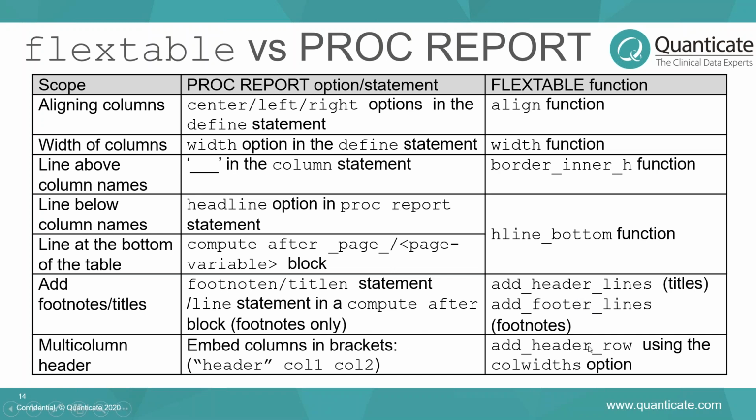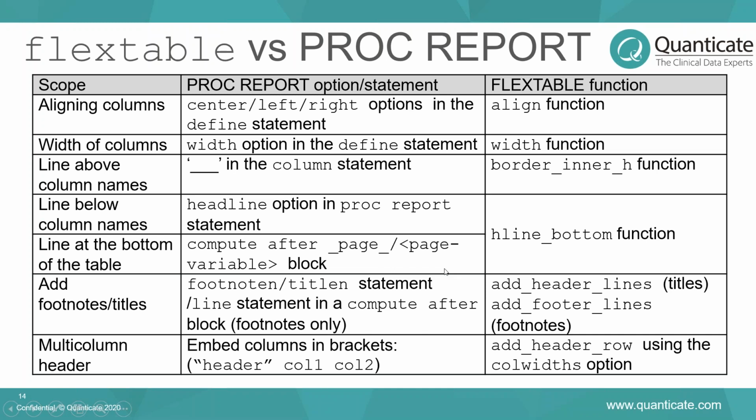And then there is the chance, with add_header_row and the colwidths option, to have headers which span across multiple columns. So if you want to report results from a model, you have an estimate and confidence intervals, then you can add the overarching header, which can be model results, and underneath you've got your two column-specific headers. With this function, you can do it.